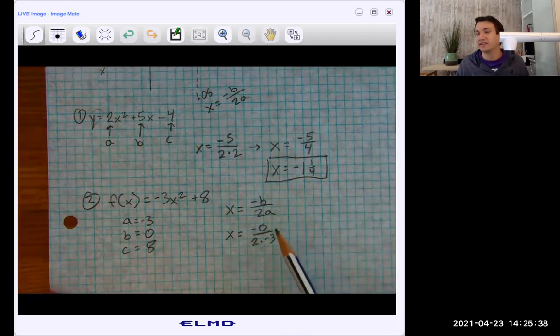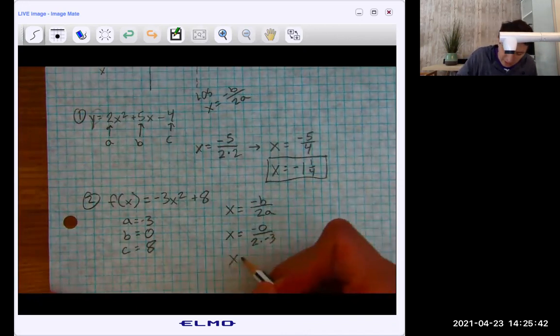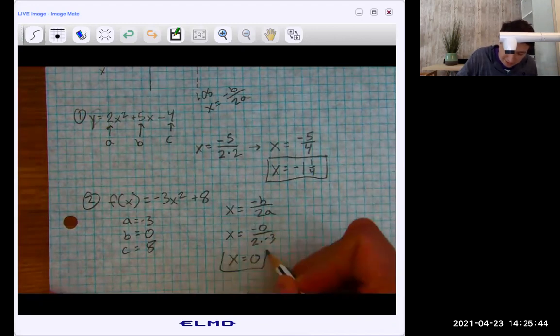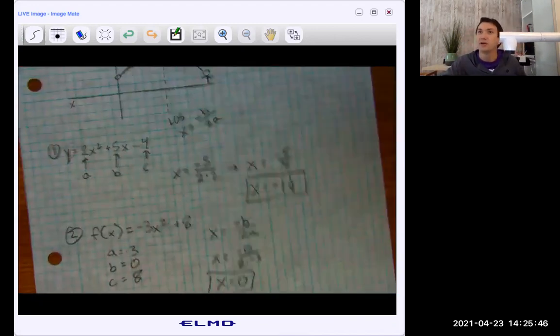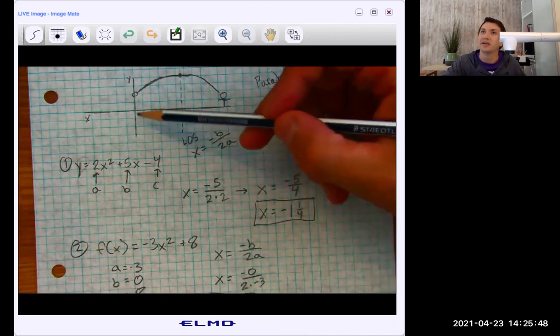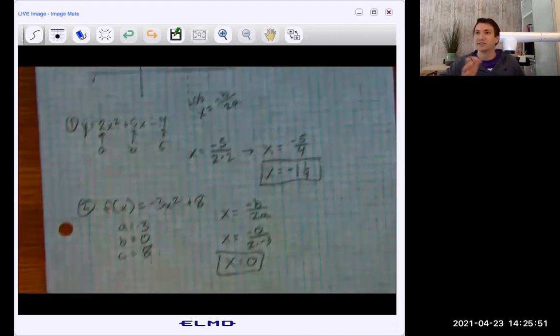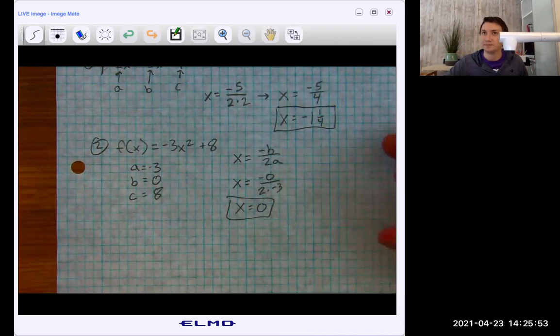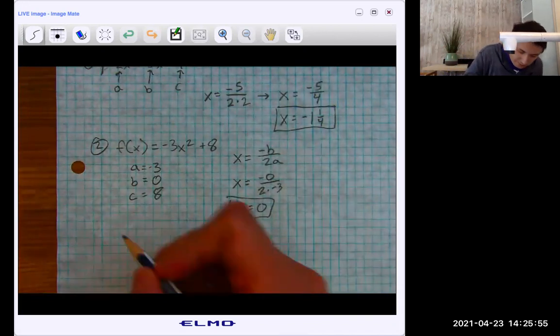So I can already tell this is going to be 0, right? 0 divided by anything is 0. So this is where my line of symmetry is. It would be right where x equals 0, which is right here. So this parabola actually reflects itself around the y-axis. All right, let's do one more.